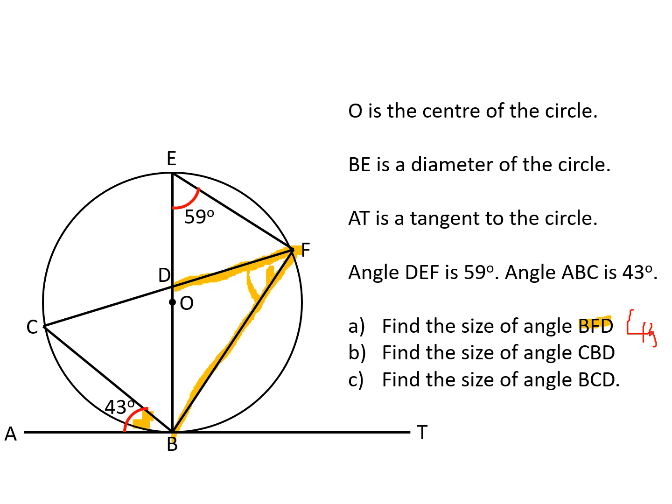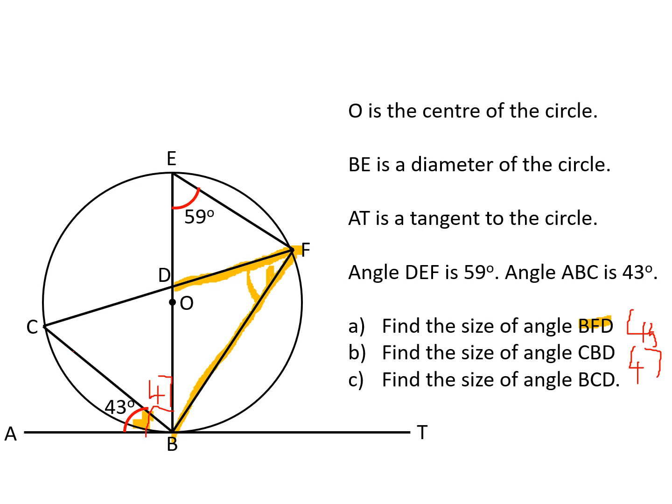CBD. So we know that this is 90 degrees, because that's a radius and a tangent. So if this is 43, then this will be 90 subtract 43, which is 47. By tangents and radiuses meet at right angles.